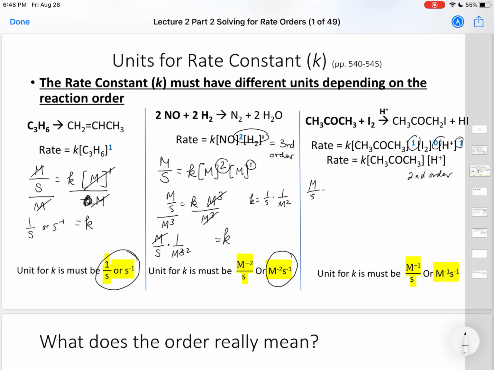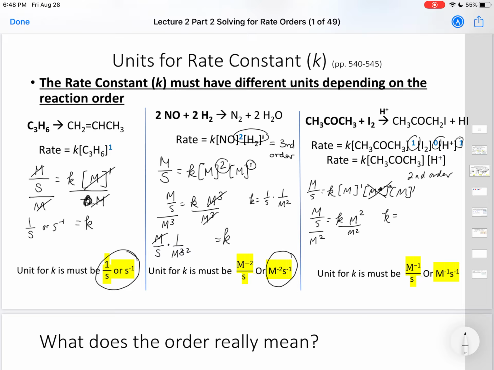Okay, so again, rate is M over S is equal to K. And in this case, you have M to the 1, M to the 0, and M to the 1, okay? Anything to the 0 cancels out because anything to the 0 is 1. Okay, so really it's M to the S is equal to K times M squared. Divide this side by M squared, divide this side by M squared.